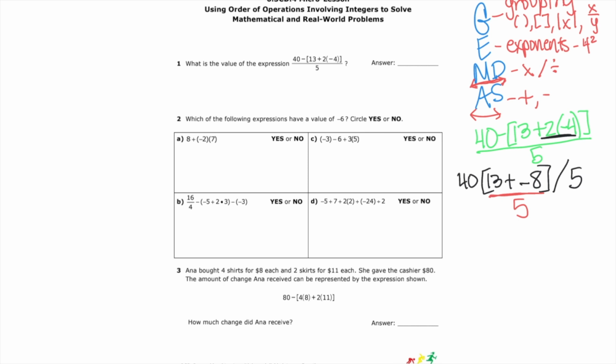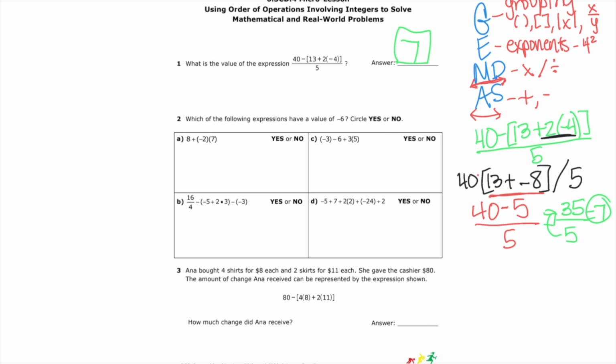Then we have 40 minus 5, divided by 5. What we're going to do is simplify on the top, the numerator. 40 minus 5 is 35. And 35 divided by 5, 5 goes into 35 7 times. So here my answer is 7. We just simplified that expression.